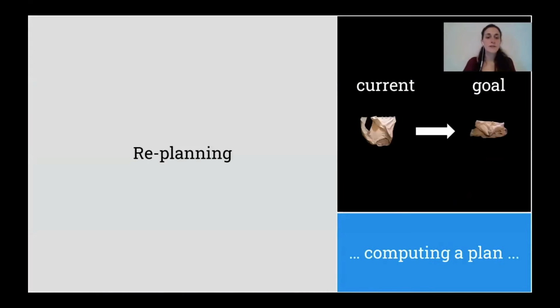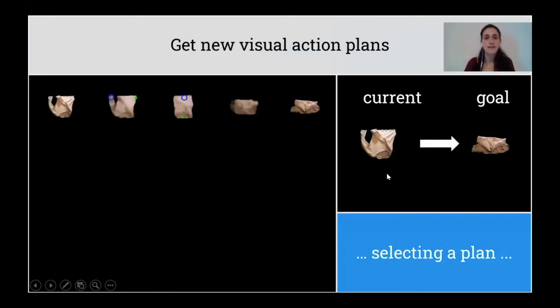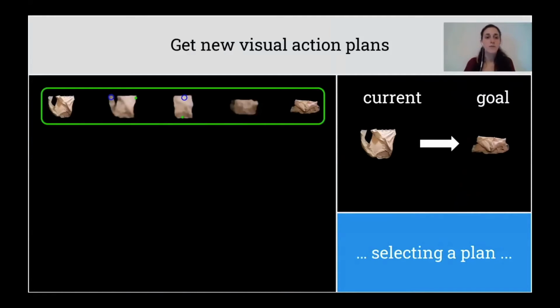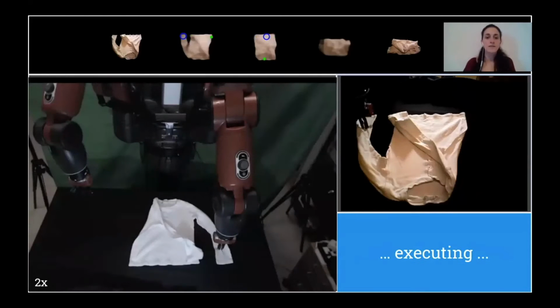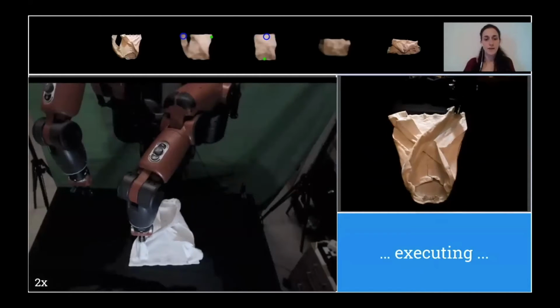And then we consider that we have a replanning step that takes into account possible uncertainties in executing the action. So now the start state is the current state of the system, and we get again the visual action plans to achieve the goal configuration. We select the one to perform that's now unique, and we execute the respective action.